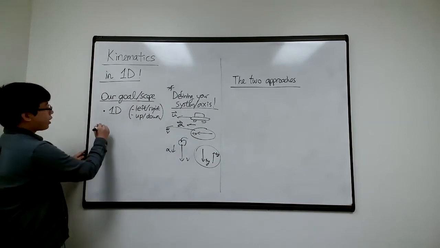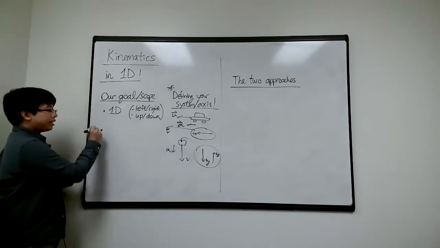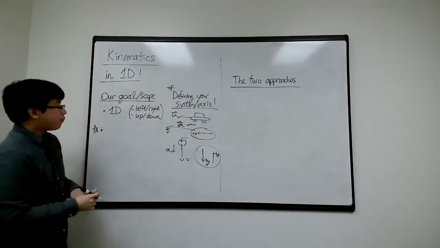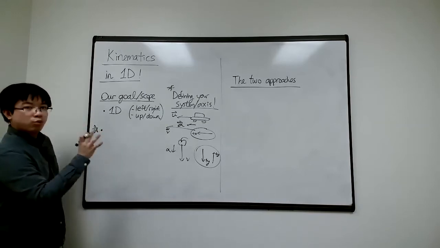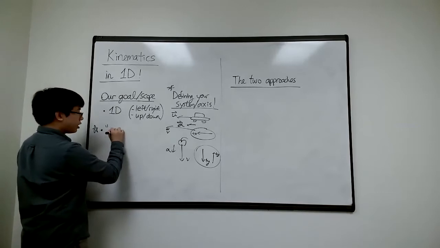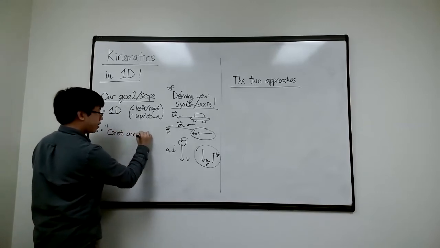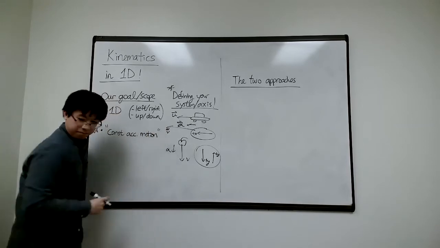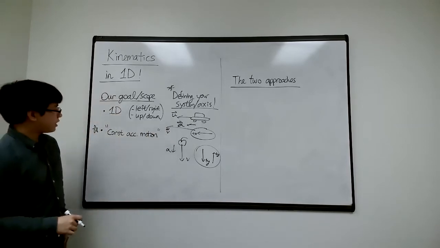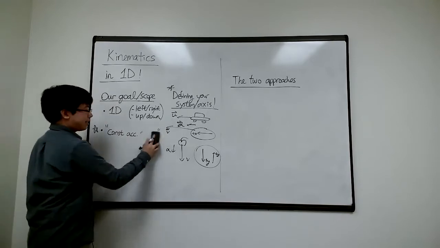There's one more criterion. This is the most important one. We're going to specialize in one type of motion first, one at a time. This is called constant acceleration motion, or constant acceleration problems. Let's call that.